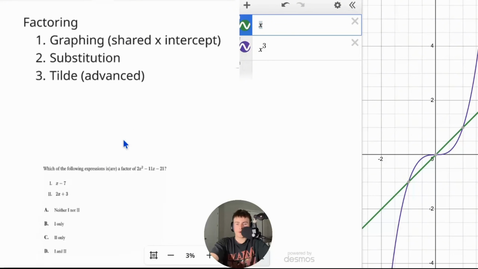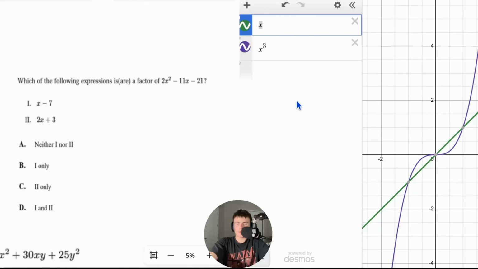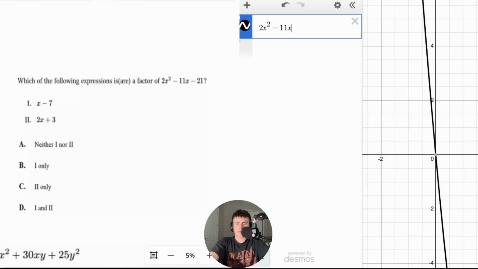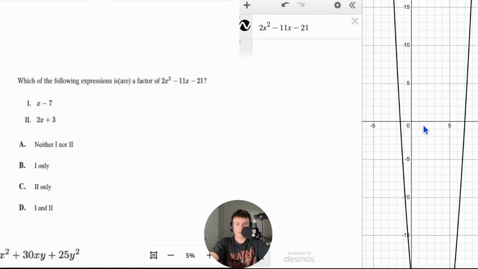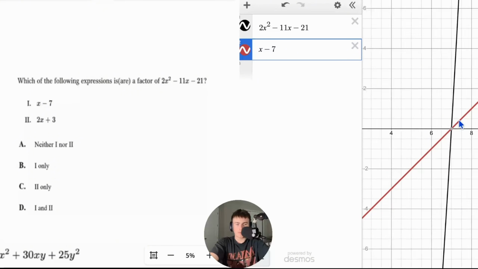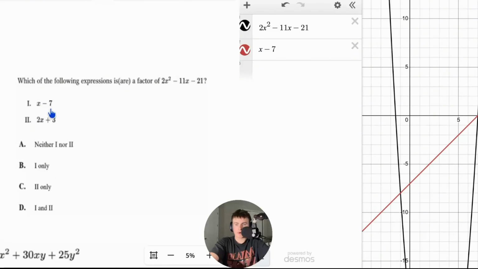So let me do an example of this before we do substitution. It says, which of the following expressions are a factor of this expression, right? So let's go ahead and type this expression in. Minus 11x minus 21. And we have 2 x-intercepts here, so possibly 2 factors. Let's see, x minus 7. Does that share? It does. You should probably zoom in to verify, but yes, that is a factor. Therefore, this one is a factor right here.